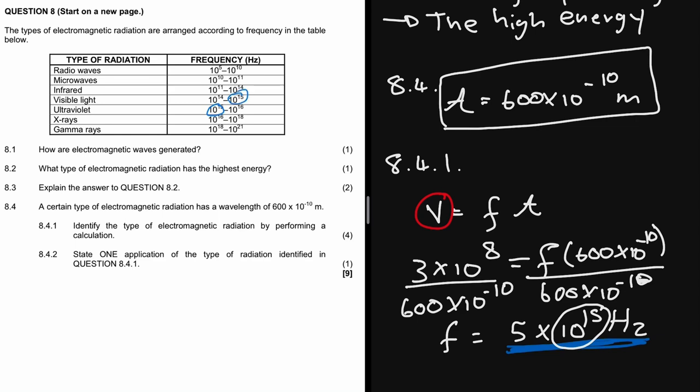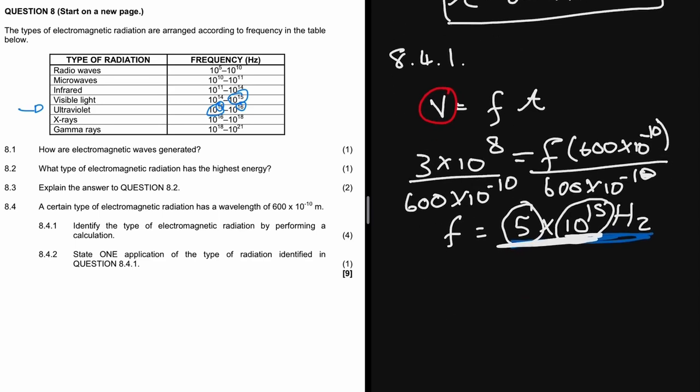So now if we have 10 to the power of 15, do you see now this 10 to the power of 15, it has something at the back. It has 5 times 10 to the power of 15. So this will mean it is going to fall in the range of the ultraviolet light, because the ultraviolet is 10 to the power of 15 to 10 to the power of 16. And this one is in between those two. So therefore, by doing this calculation, we can conclude that the frequency 5 times 10 to the power of 15 is going to be the ultraviolet.